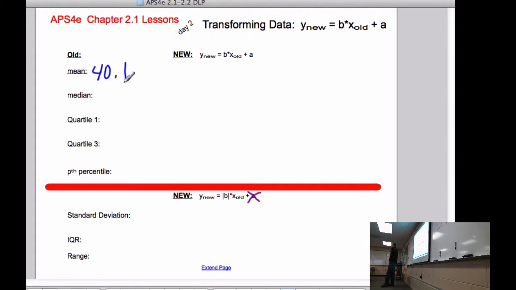Okay? What we are getting into is transforming data. So in your notes, I would put 2.1, transforming data. And let me give you a quick glance. y equals bx plus a. We're used to mx plus b, right? They use bx plus a. It doesn't really matter. What is your slope?